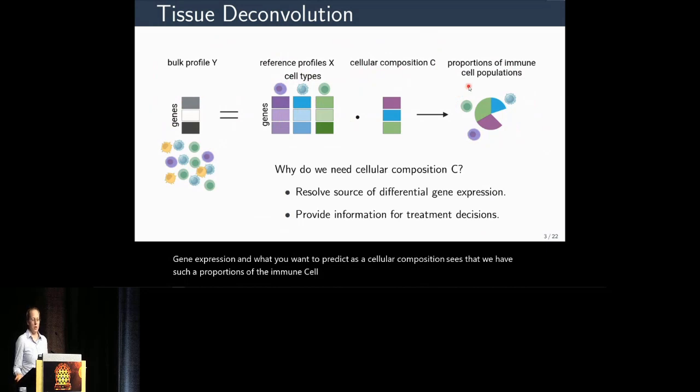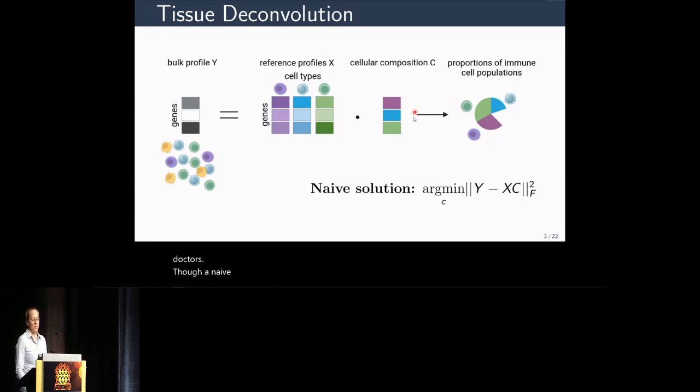But why do we want to know this? There are several reasons for this. For example, we want to resolve the source of differential gene expression, or we want to provide information for treatment decisions of medical doctors. So a naive solution of this problem would be to just write this equation and minimize it via the cellular composition C.